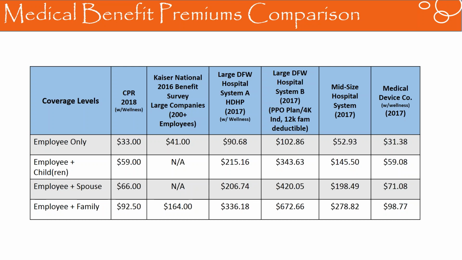One only has a PPO plan available, which somebody may go, yay, but the costs of that are huge. $672.66 to cover a family is a lot of money. It's a $4,000 individual deductible and $12,000 for family, even on the PPO plan. Then you've got your mid-size hospital system, which again, we're very competitive, and a national medical device company. If they offered wellness, a deduction off of their medical premium, then that also is included. So we're comparing apples to apples as best we can.